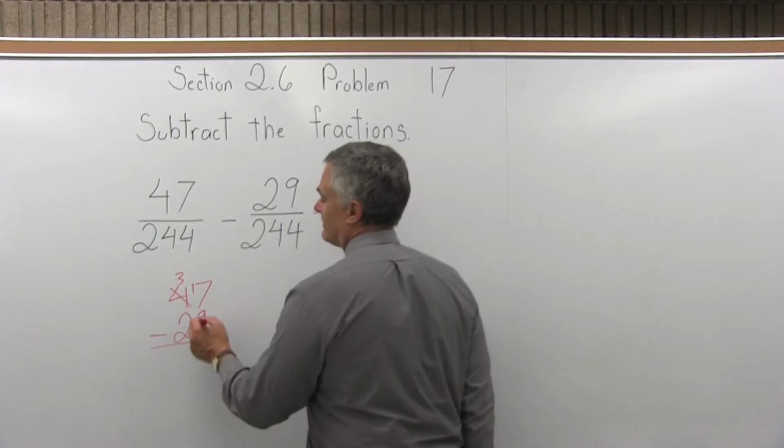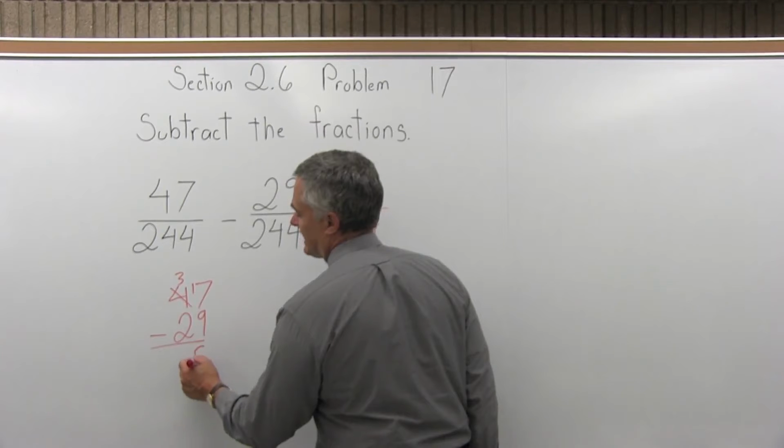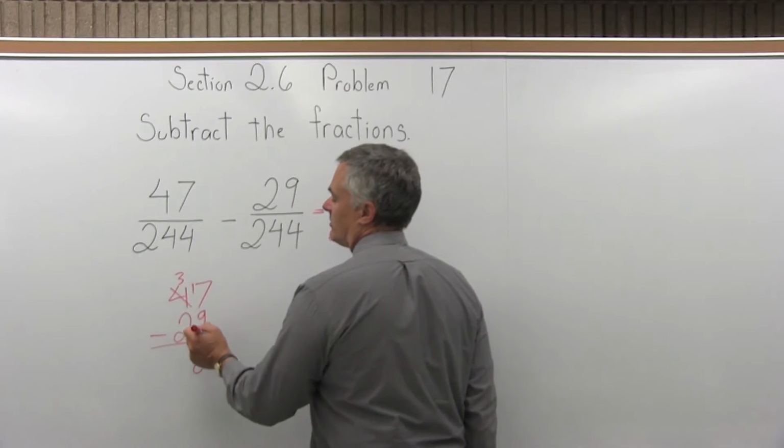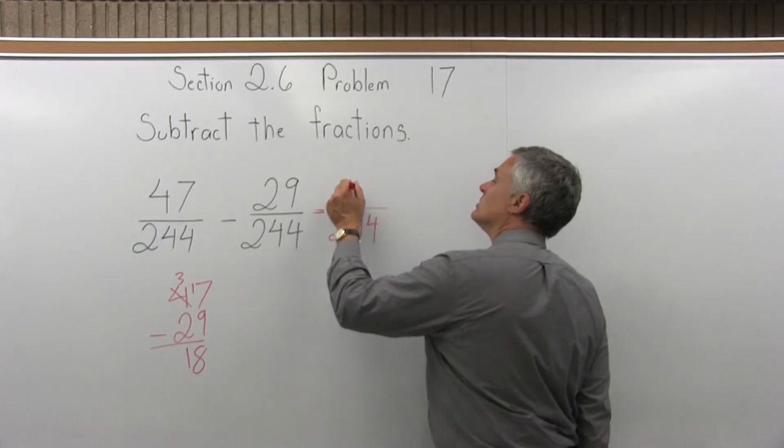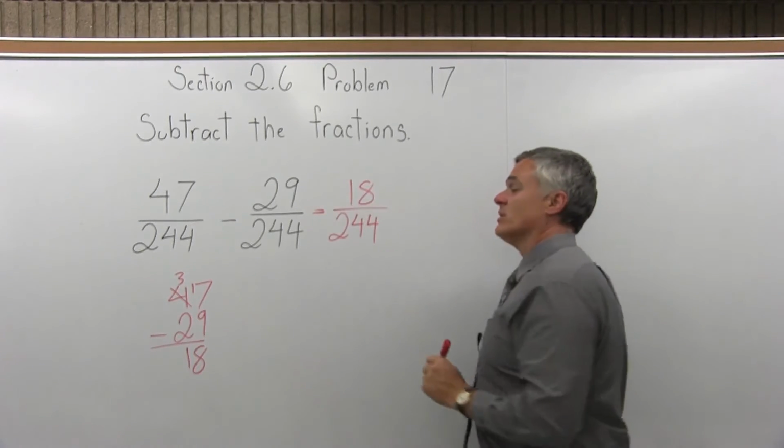And then I'll subtract 17 minus 9, which is 8. And then in the other column of digits, I have 3 minus 2, which is 1. So I have 18. So my answer is 18 over 244.